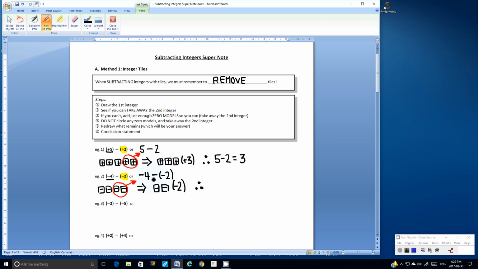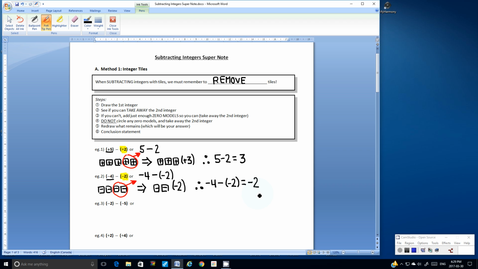So we're going to copy our question in standard form. -4 subtract -2 equals, and then what was our answer again? Our answer here was -2.